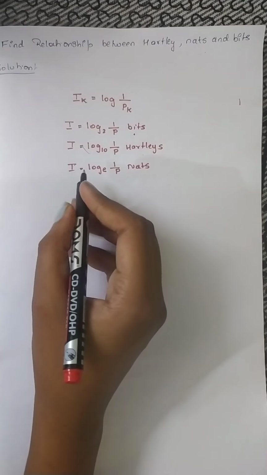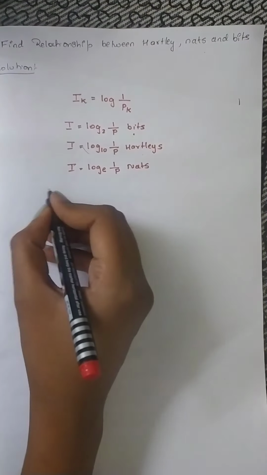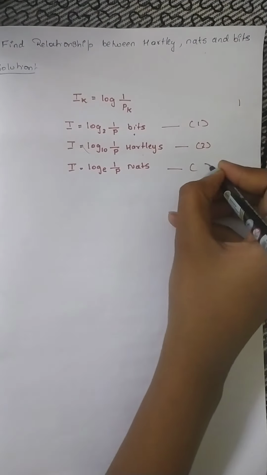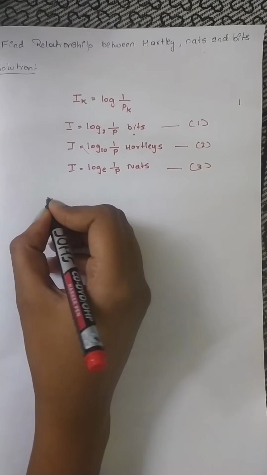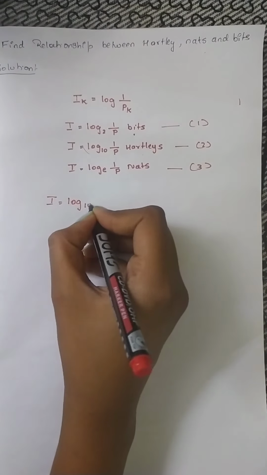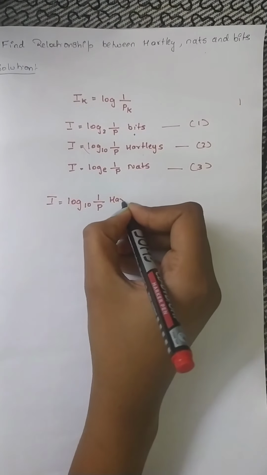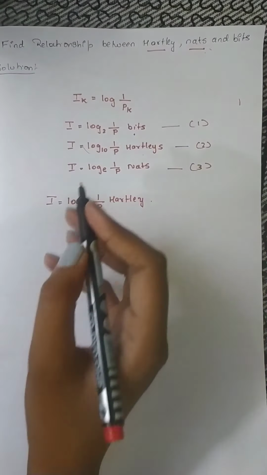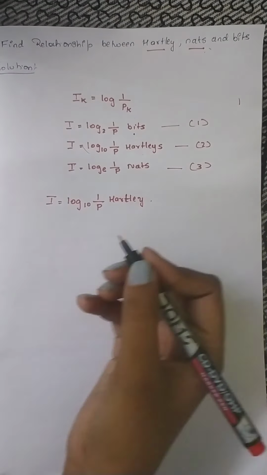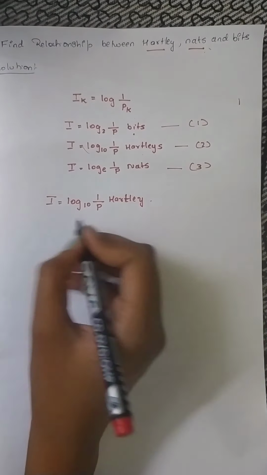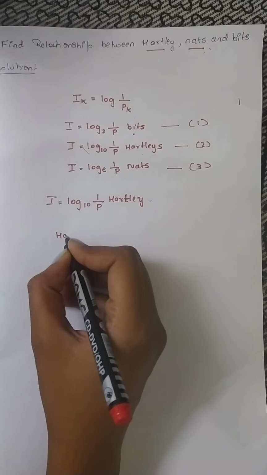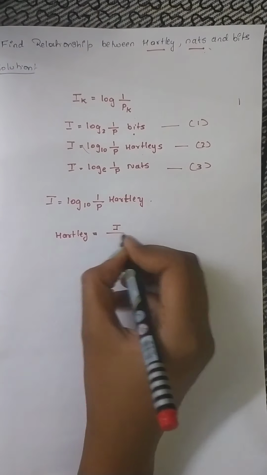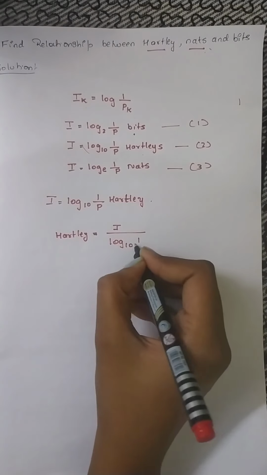Okay. So first I'll consider Hartley. I'll consider these as equations 1, 2 and 3. So I take I is equal to log to the base 10 of 1 by p, Hartley. Now we have to find the relation between Hartley and nats. First I'll do that. So I'll take Hartley to the left hand side. So I can write it as Hartley is equal to I divided by log to the base 10 of 1 by p.